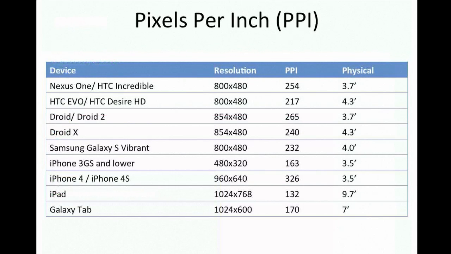The very interesting problem is, let's look at the first two there. The Nexus 1 and the HTC Incredible have a resolution of 800 by 480 pixels, and a PPI, pixels per inch, of 254, and a physical size of 3.7 inches. Well, the HTC Evo, same company, same resolution, has a physical size of 4.3.